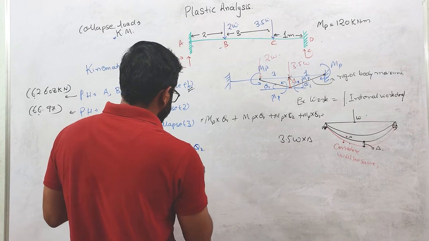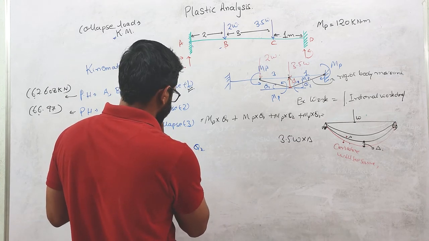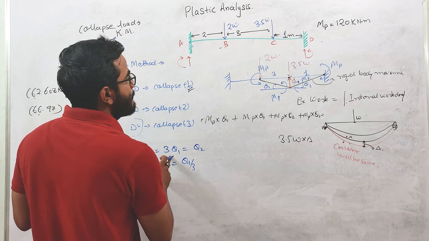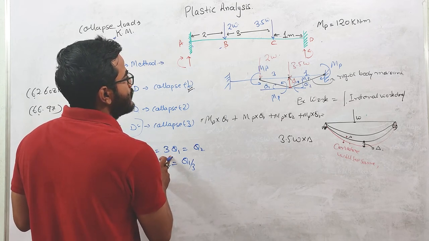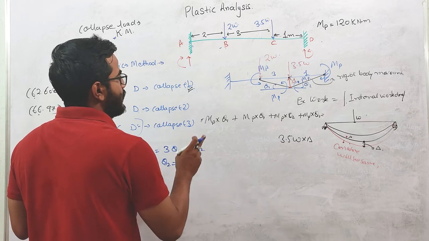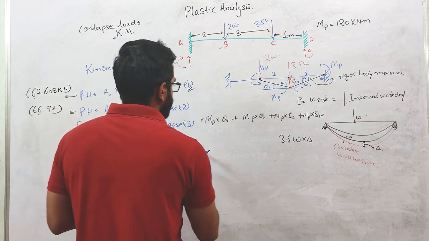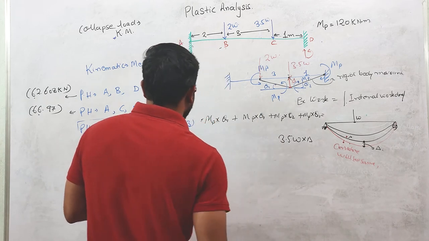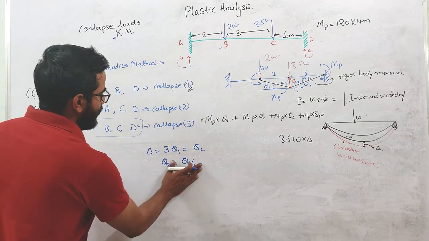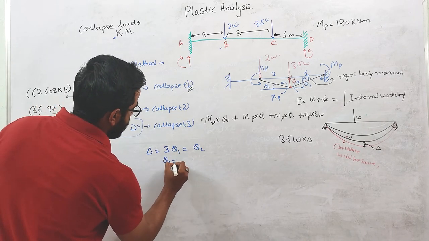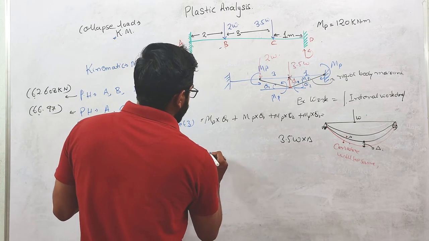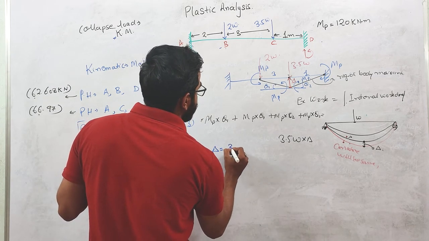And again, this 3 theta 1 should be equal to 1 theta 2. So this theta 2 is basically 3 theta 1, and this delta is equal to 3 theta 1.